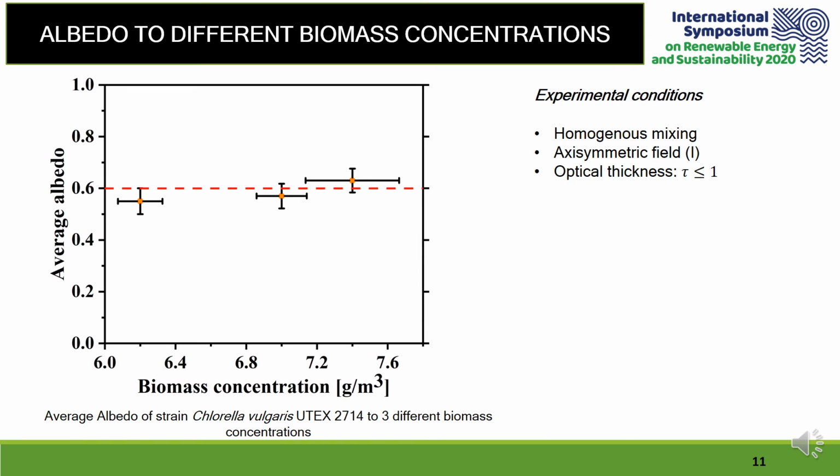Results of albedo. The following figure shows the average albedo values of the suspended microalgae Chlorella vulgaris UTEX 2714 at three different biomass concentrations, with an average value of 0.6. The average value of albedo was obtained through Monte Carlo simulation that used values of the extinction coefficient and phi that were previously determined experimentally. It is observed that, like the extinction coefficient, the albedo is independent of the biomass concentration under the experimental conditions.